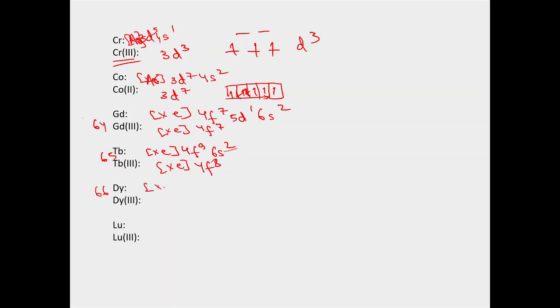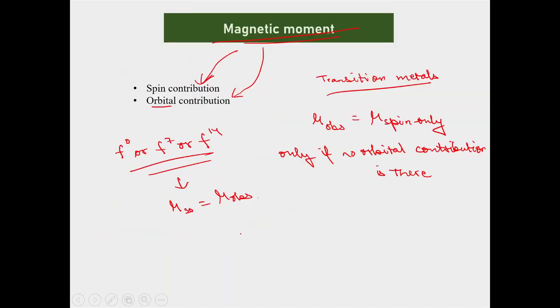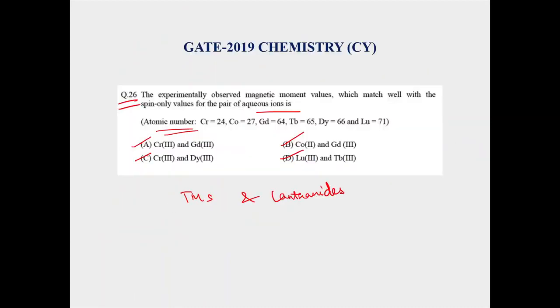Then comes dysprosium with atomic number 66. It is having xenon 4f10 and 6s2. So dysprosium 3+ means 4f9 6s0. Then comes lutetium with atomic number 71. The electron configuration for this is 4f14 5d1 6s2, and plus 3 means 4f14, right? Now this is the question.